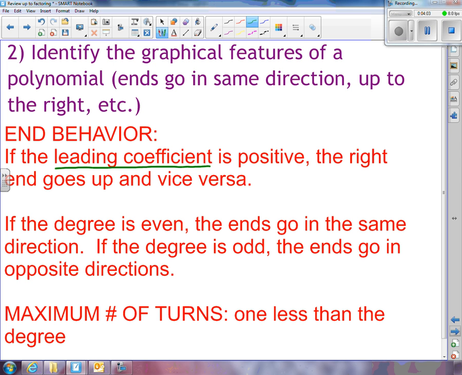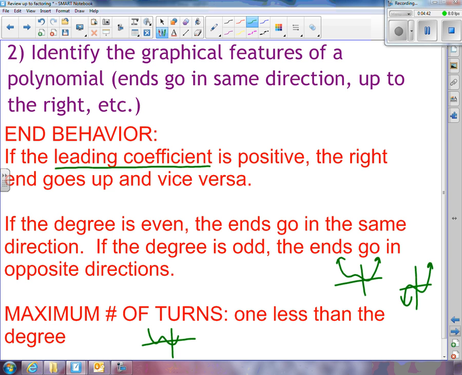The leading coefficient is just the number in front of the term with the highest power. If the leading coefficient is positive, then the right end goes up. If the leading coefficient is negative, then the right end goes down. If the degree is even, then the ends go in the same direction, like this. And if the degree is odd, then the ends go in opposite directions, like that. Also let's talk about the maximum number of turns. It's 1 less than the degree. So if your degree is 5, then you could have a maximum of 4 turns.